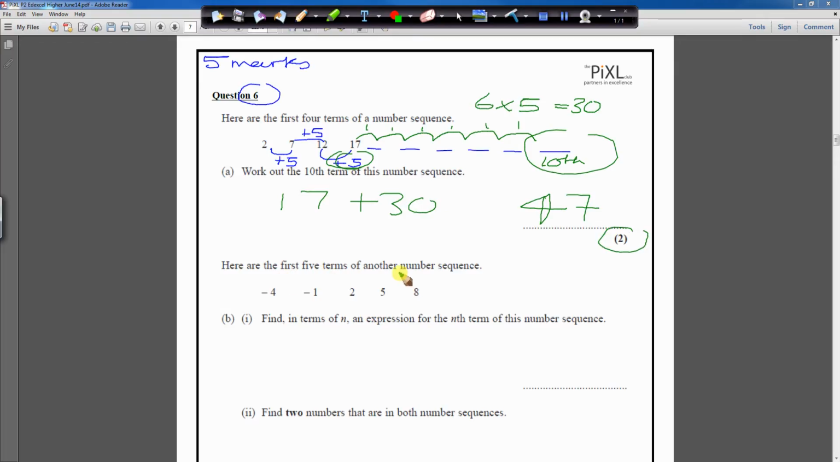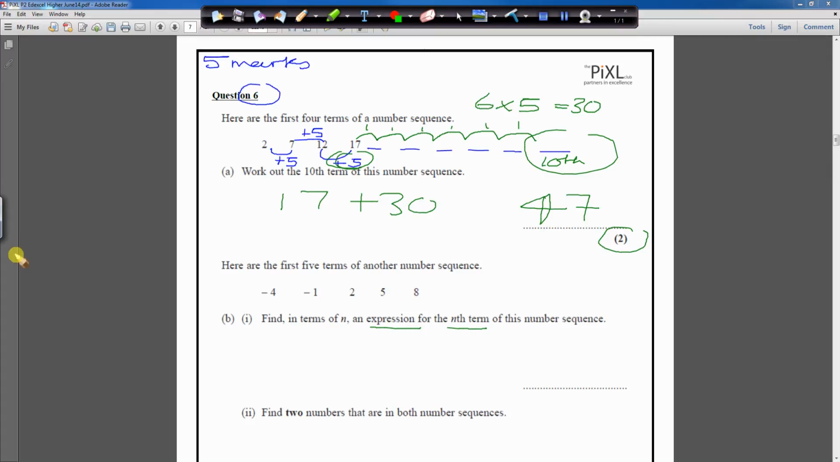Here are the first 5 terms of another sequence: -4, -1, 2, 5, 8. Find an expression for the nth term of the sequence. Now, I'm going to share with you a technique that I've used for teaching nth term for linear patterns.